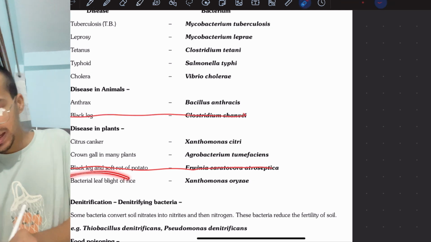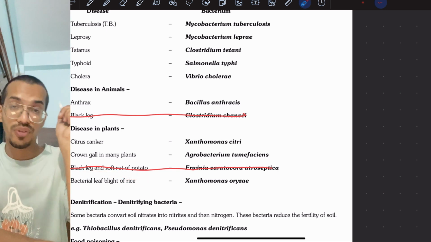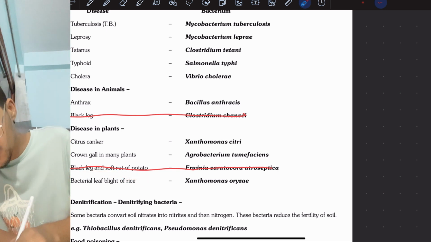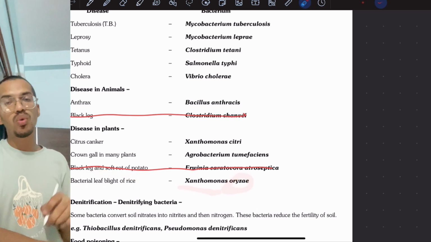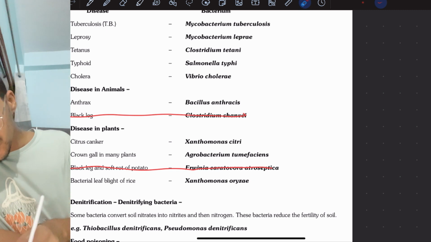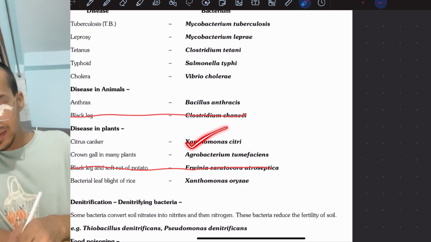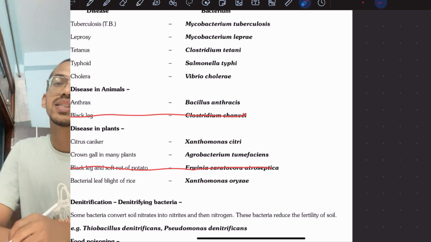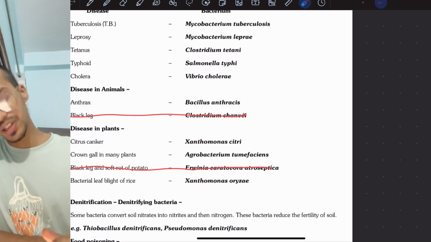This can be asked: bacterial leaf blight of rice. This is caused by Xanthomonas oryzae. The word oryza is used for rice. Remember it. Xanthomonas citri for the citrus fruit, and Xanthomonas oryzae for the rice.